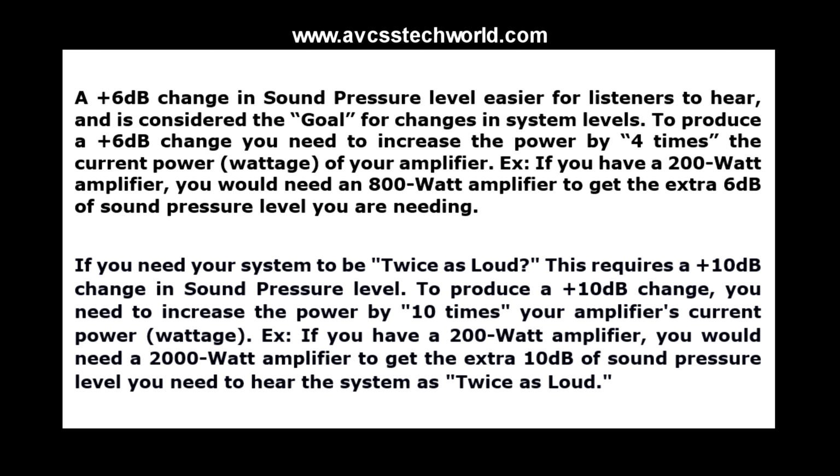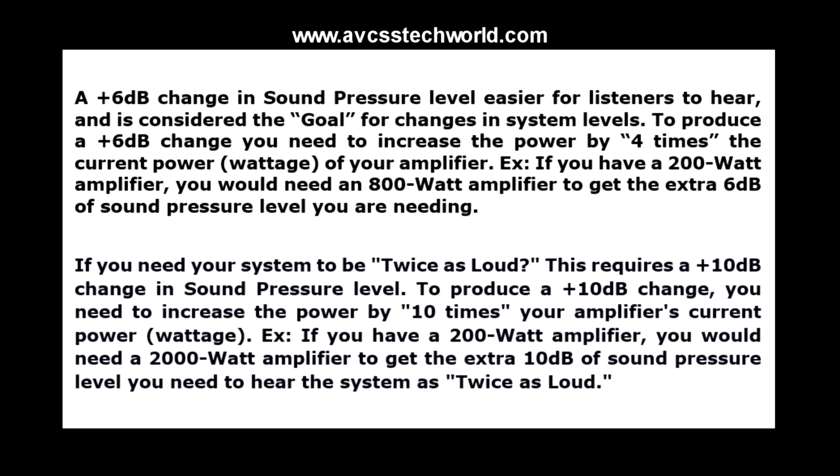A +6 dB change in sound pressure level is easier for listeners to hear, and is considered the goal for changes in system levels. To produce a +6 dB change, you need to increase the power by 4 times the current wattage of your amplifier. For example, if you currently have a 200-watt amplifier, you would need an 800-watt amplifier to get the extra 6 dB of sound pressure level you are requiring.